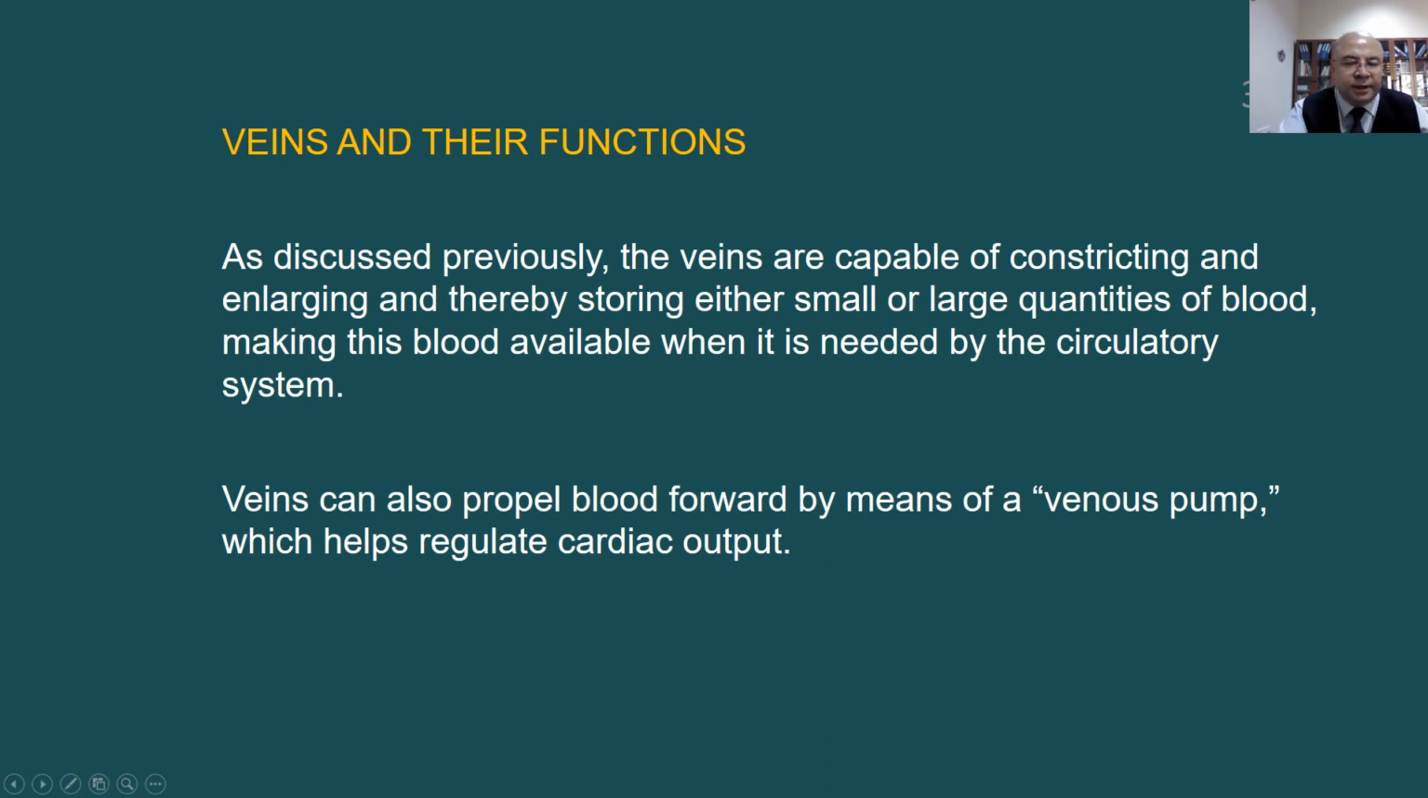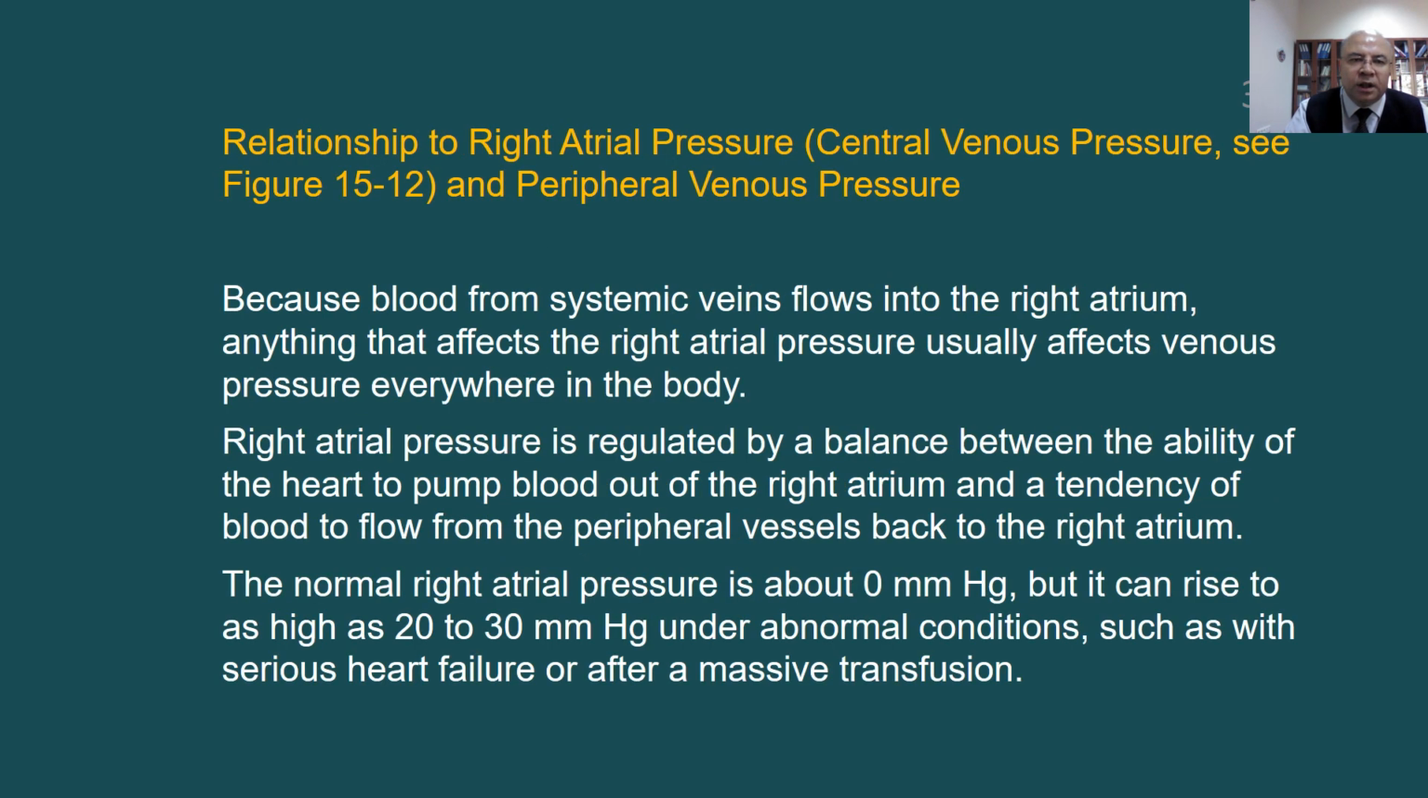Now, second half, we can say arteries are over. Now the veins we are talking about. As discussed previously, the veins are capable of constricting and enlarging and thereby storing either small or large quantities of blood, making this blood available when it is needed by the circulatory system. Veins can also propel blood forward by means of a venous pump, which helps regulate cardiac output.